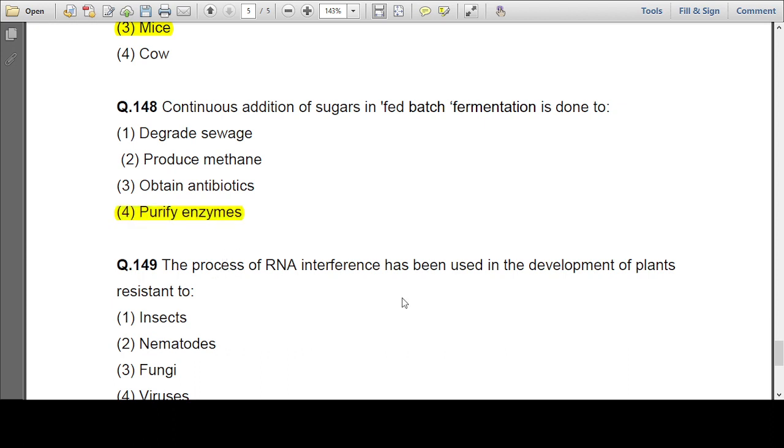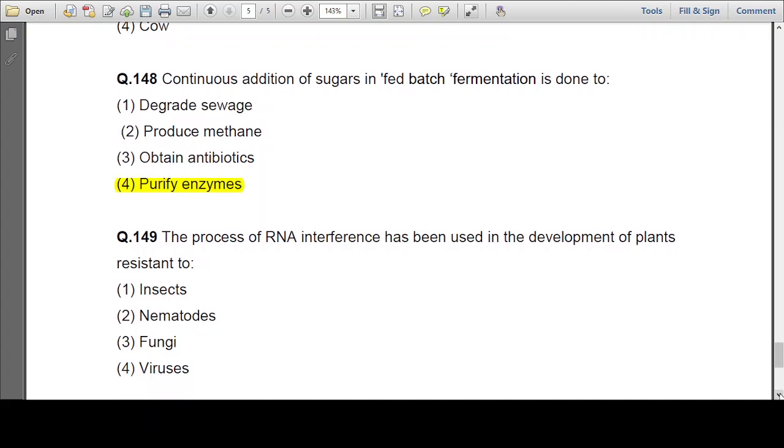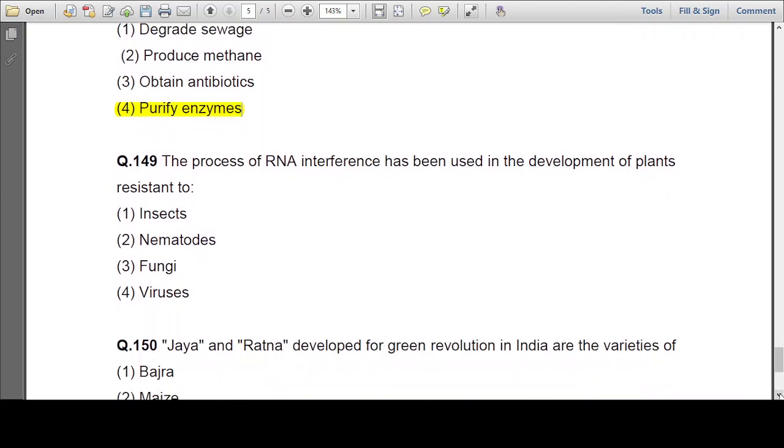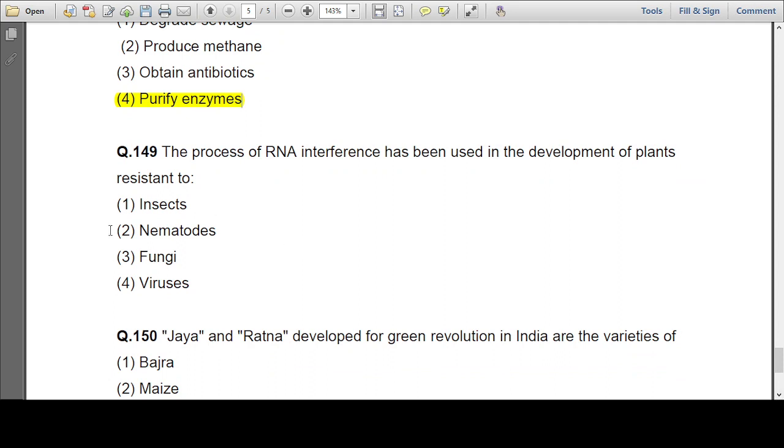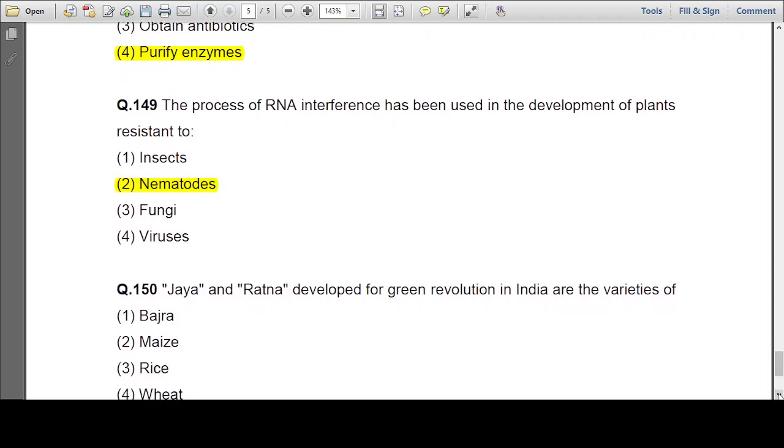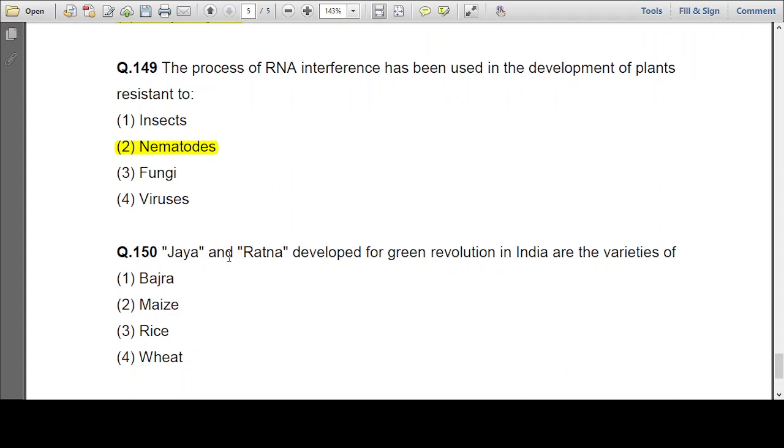Now come to 149. The process of RNA interference has been used in the development of plants resistant to nematodes. The correct answer will be option number 2, that is nematodes. Jaya and Ratna, developed for the green revolution in India, are varieties of rice. So Jaya and Ratna were varieties of rice.